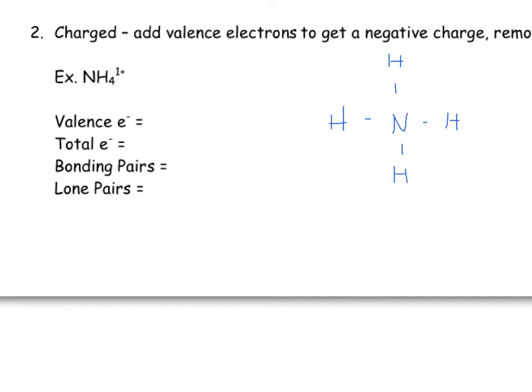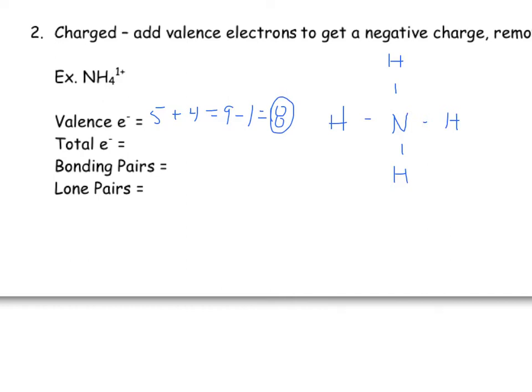Step number 2, determine the number of valence electrons. Nitrogen has 5, and each hydrogen brings 1 to the table. So that gives me 9. Now I do have to take care of this 1 plus charge. 1 plus means that my structure has lost an electron. So what I would do is subtract 1 electron from my valence in order to take that charge into account. If your molecule has a negative charge on it, you would add an extra valence electron in this step.